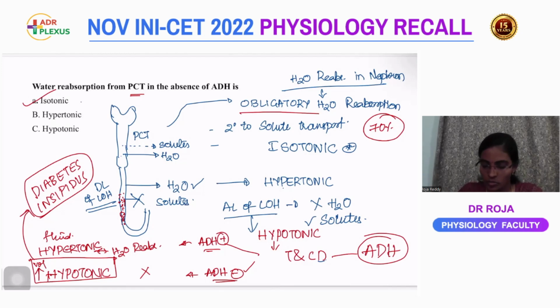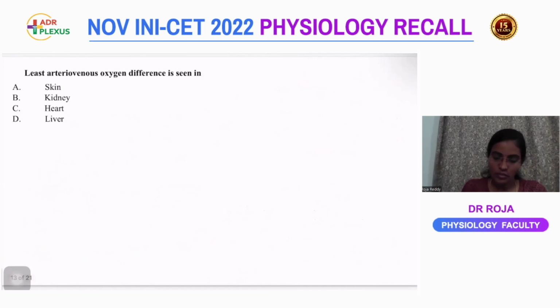So, these are the two types of reabsorption, and the answer for the question, from the PCT in the absence of ADH, is isotonic. Yes, we'll move on to the next question. Least arteriovenous oxygen difference is seen in. The options are skin, kidney, heart, and the liver.